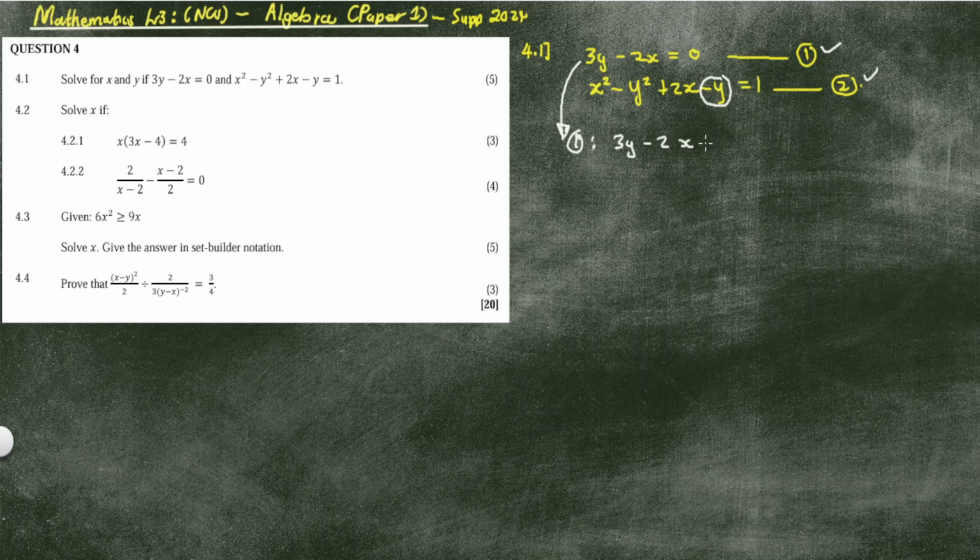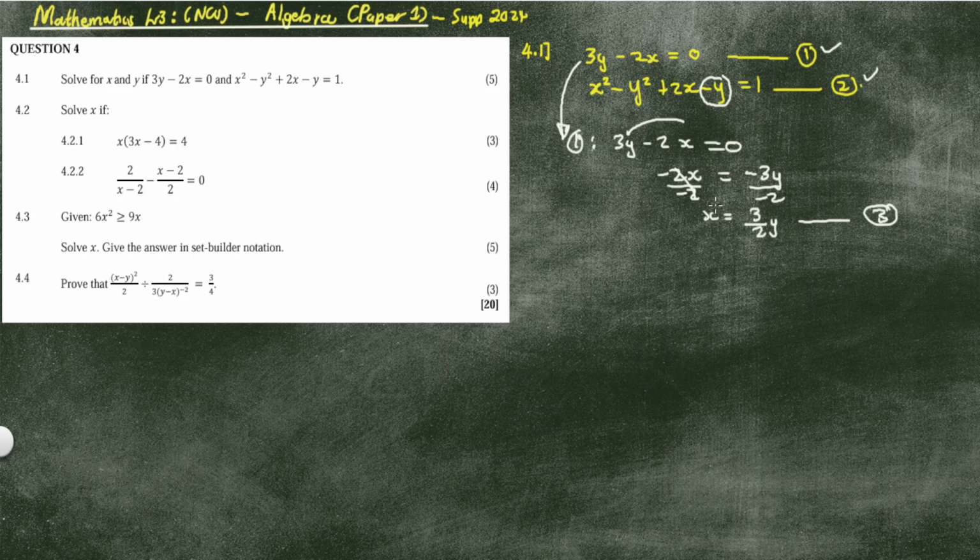3y minus 2x equal to 0, and it's up to you whether you make y or x the subject of the formula. But in this case, let us make x the subject of the formula. So I'm going to take this over to the other side. I'm left with 3y, I mean, 3y minus 2x. On the other side, I'm going to have a minus 3y. Then I'm going to divide by minus 2 on both sides. I now have x as the subject of the formula. So this is going to be 3 over 2 y. This is my equation 3.